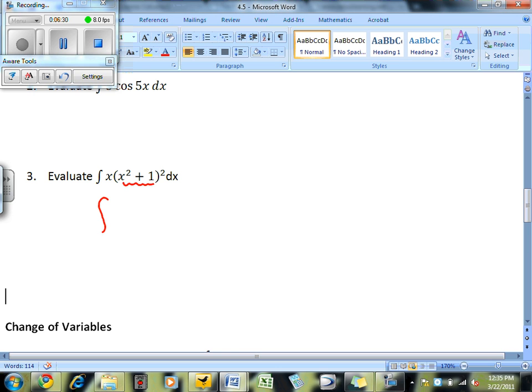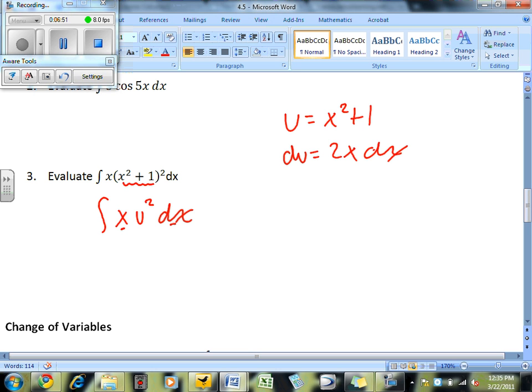So I have the integral of x times u squared dx. Well, we want to get rid of this x and this dx. We want to get them to cancel out. So let's go u equals x squared plus 1, because that's what we let u equal. Let's take the derivative and solve for dx. So du equals 2x dx. Solve for dx, I get du all over 2x equals dx. And let's plug that in into here.